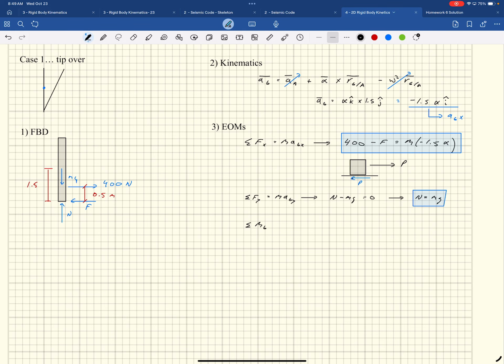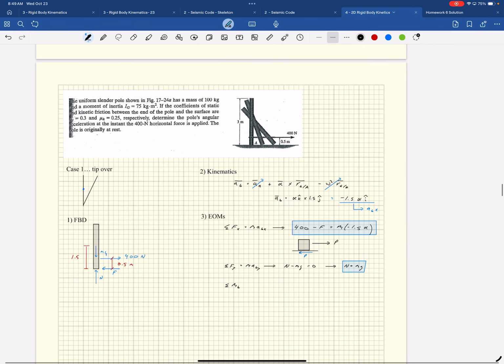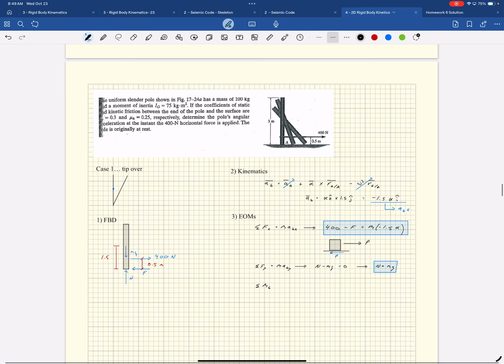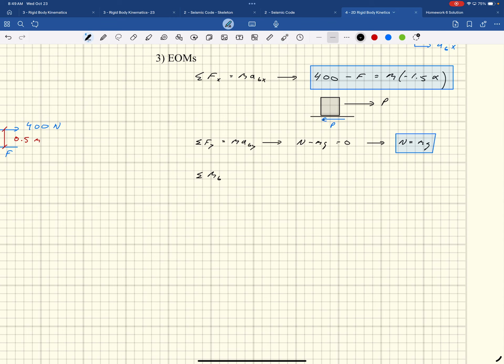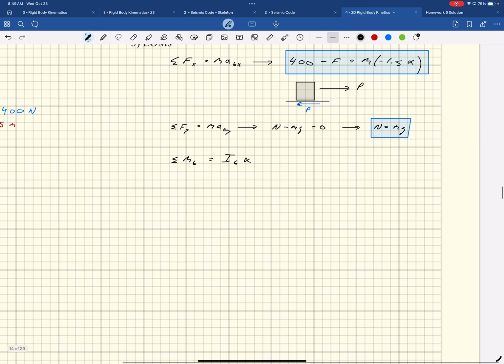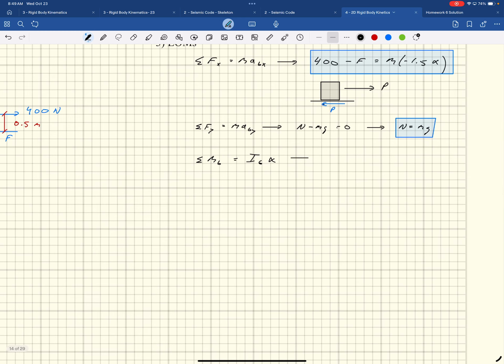The difference, though, is that they tell us what I is about the mass center. Since they already told us that, let's just sum the moments about that mass center. So this is just going to be equal to I_G times alpha.